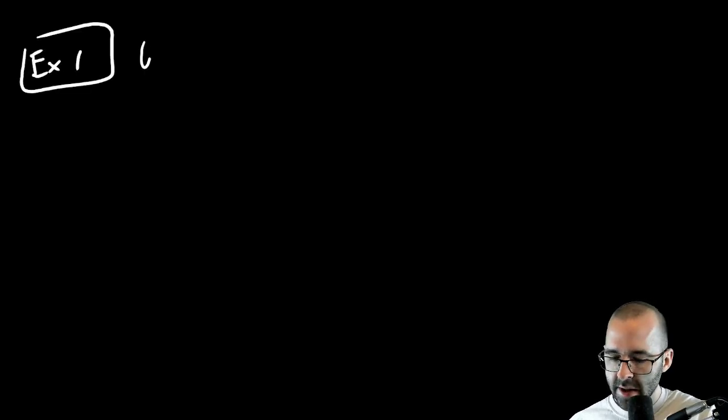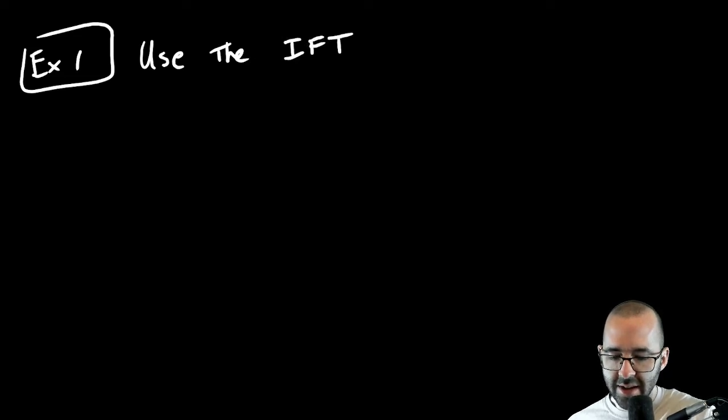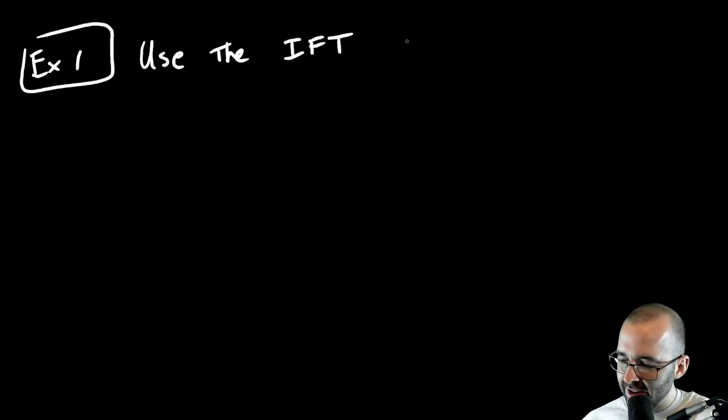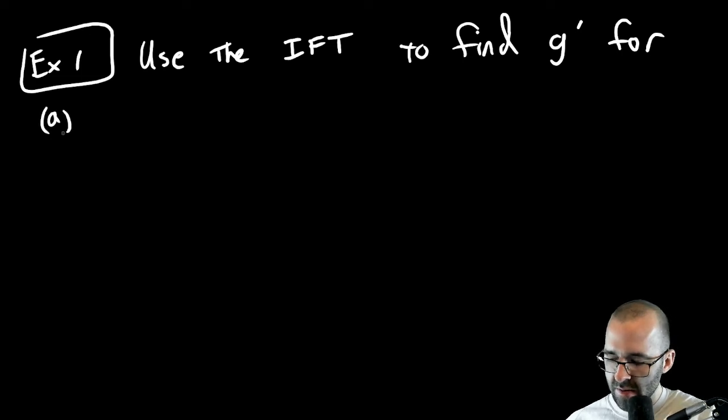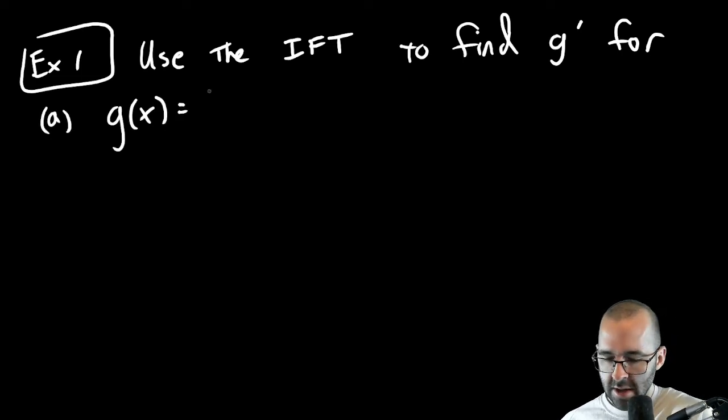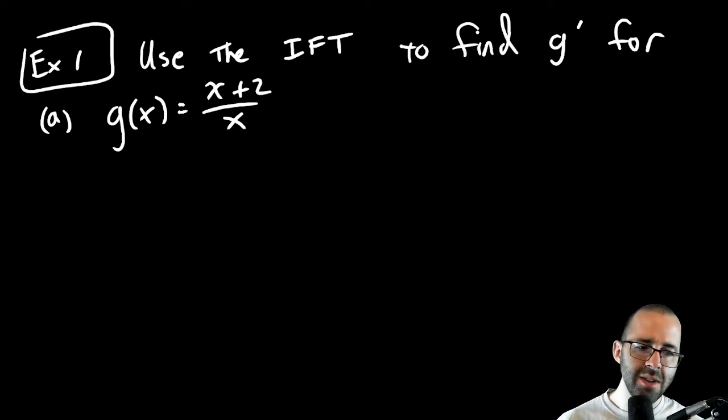Example 1. Use the inverse function theorem. Nobody abbreviates it this way, but I don't want to write it down. To find g prime for g of x equals x plus 2 over x. Now you might say, Jason, why do we have to use the inverse function theorem? There's 2 reasons. 1, because I said so. It's a terrible reason, of course. This is just for practice.